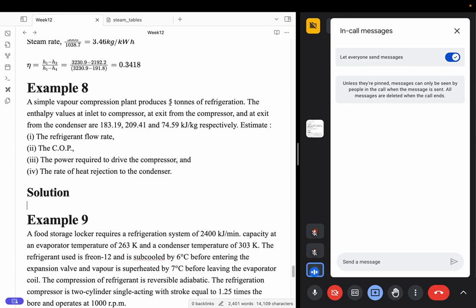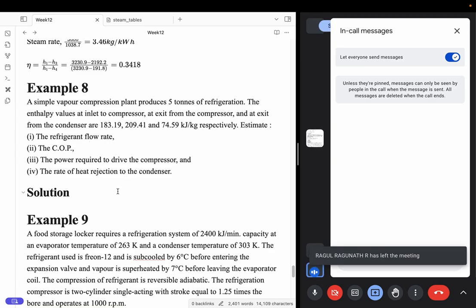The output is this requirement divided by whatever compressor work you use. You know the enthalpy of the inlet and outlet of the compressor, from which you can calculate the compressor work done. So you'll get the COP. Power required to drive the compressor is the output divided by COP, and the rate of heat rejection to the condenser you can calculate if you apply the entire cycle balance. So let's solve this problem. How do I calculate these properties?